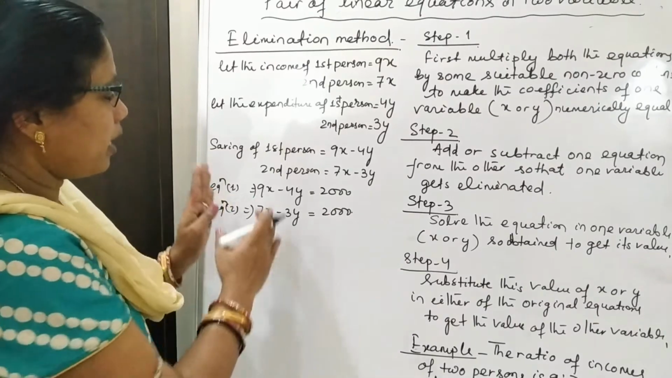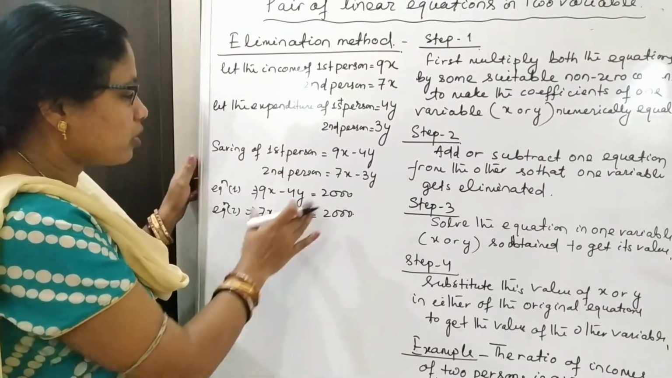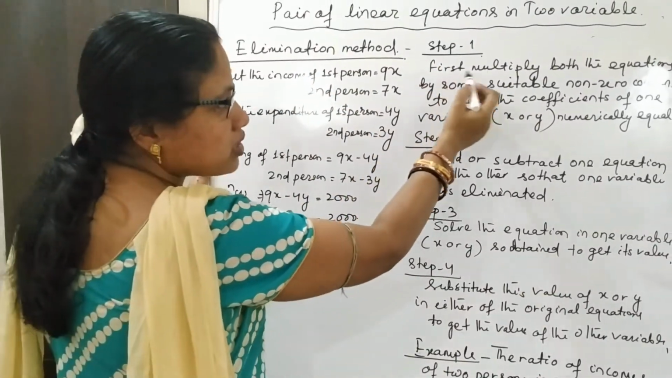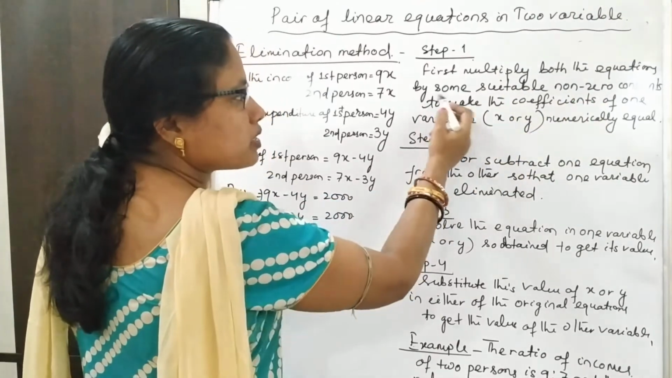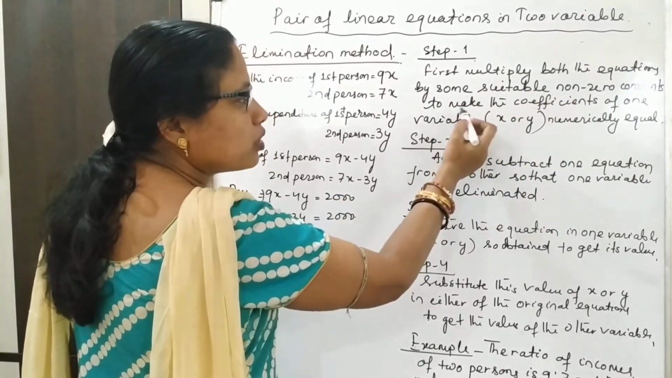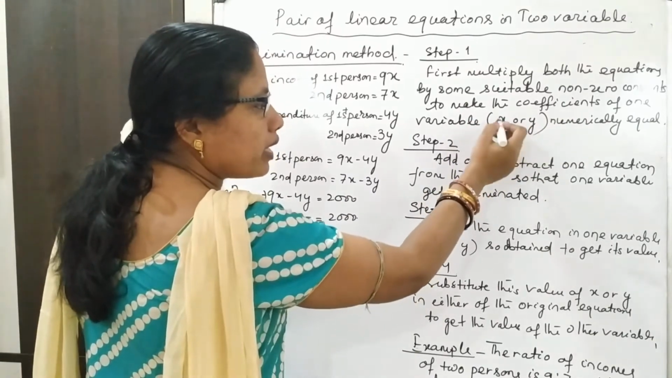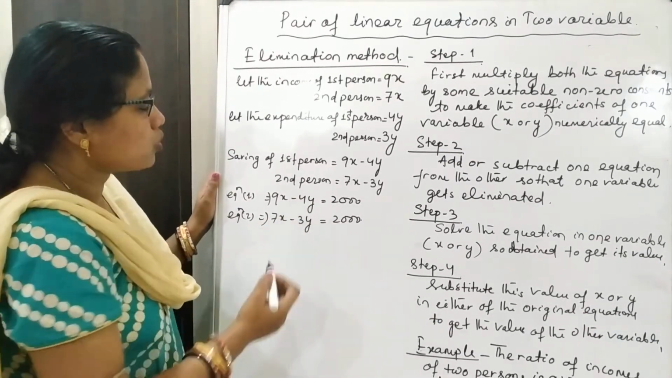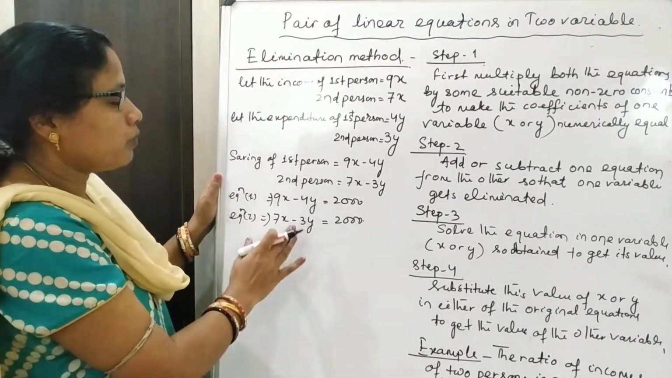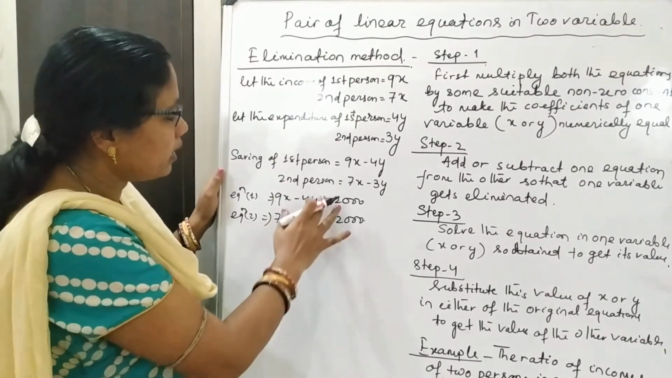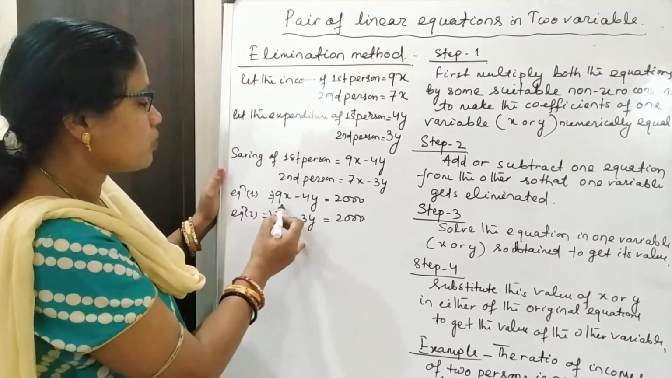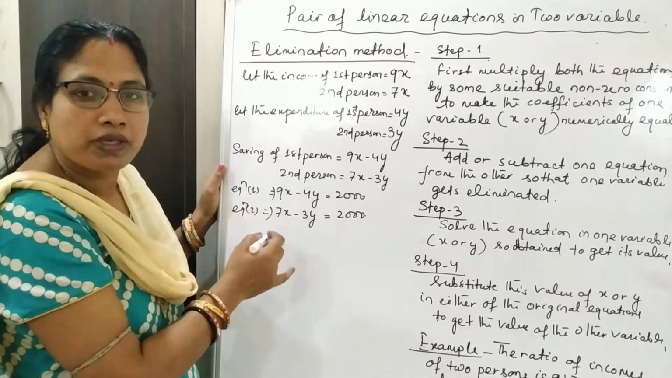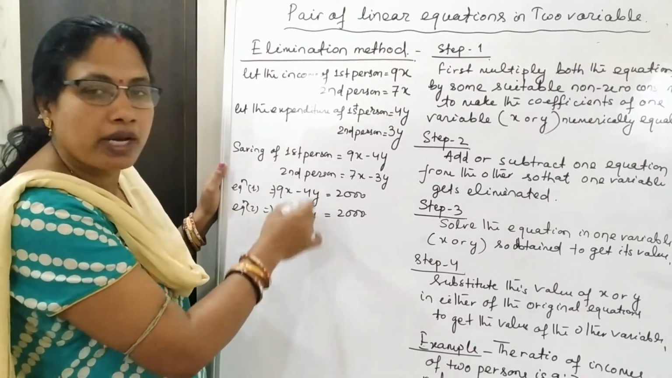Here I have to follow some steps to solve these two equations by the method of elimination. Step 1. First multiply both the equations by some suitable non-zero constants to make the coefficient of one variable, x or y, numerically equal. Here I want to equate the coefficient of y. So if I multiply equation 1 by 3 and equation 2 by 4, then the coefficient of y will be minus 12 in both the cases.